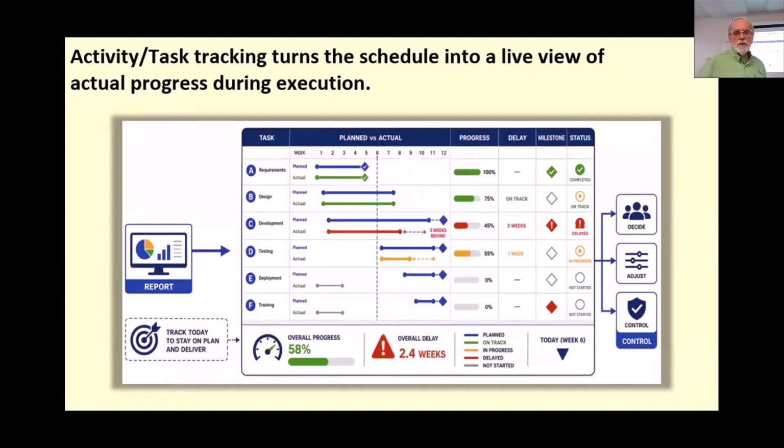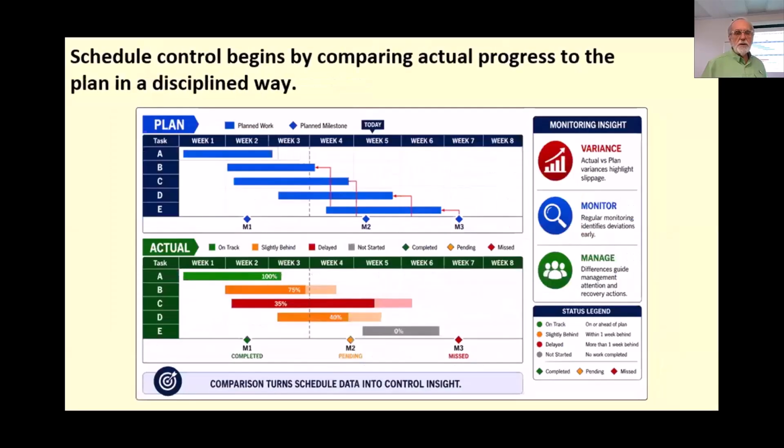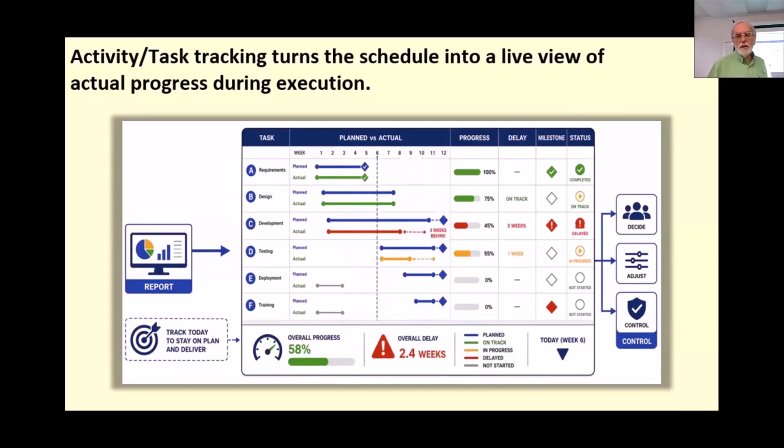Activity task tracking turns the schedule into a live view of actual progress during execution. Once execution begins, the schedule only remains useful if the team can see what's actually happening in the work. That's where activity tracking or task tracking becomes essential. Task tracking means regularly collecting information such as actual starts, actual finishes, percent complete, milestone status, and other visible indicators of progress. Without that information, the schedule remains a plan. It's not a good management tool if we don't track things properly.